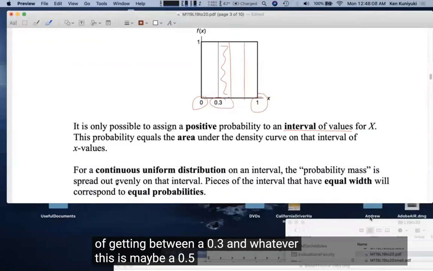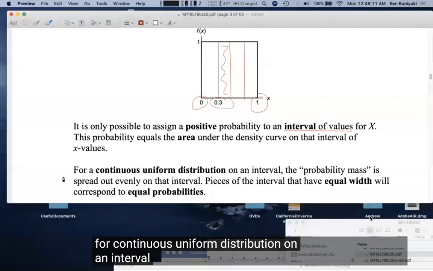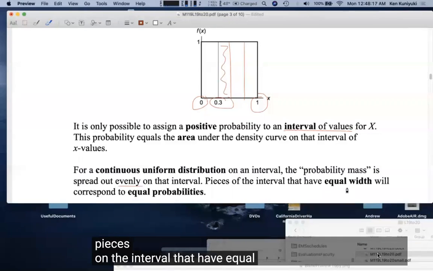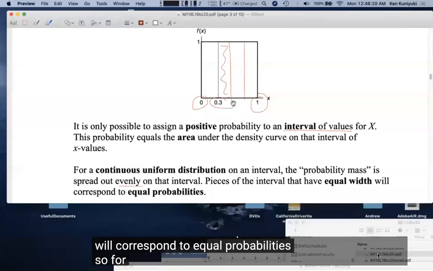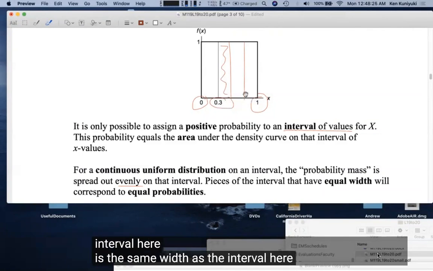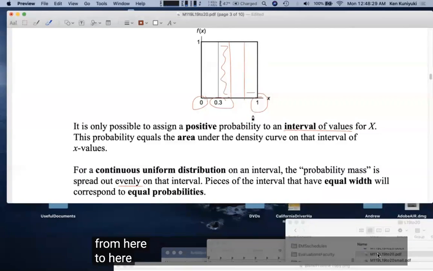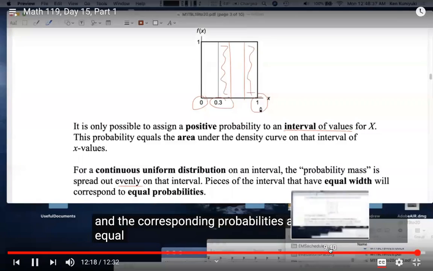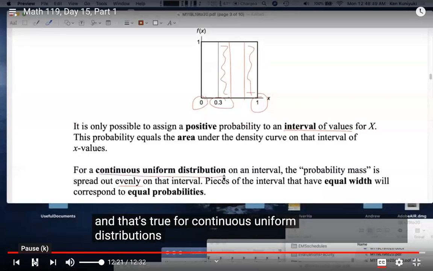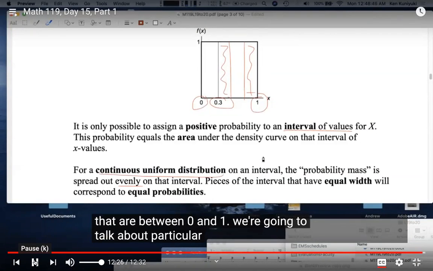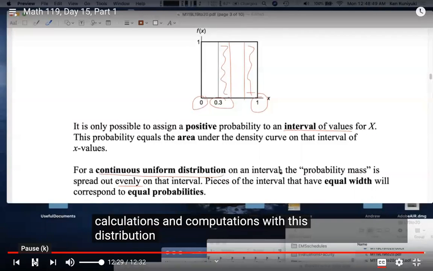0.5. For a continuous uniform distribution on an interval, the probability mass is spread out evenly on that interval. So pieces on the interval that have equal width will correspond to equal probabilities. So for example, let's say that the interval here is the same width as the interval here, from here to here. Then for a continuous uniform distribution, the area of this bar here will equal the area of this bar here, and the corresponding probabilities are equal. And that's true for continuous uniform distributions if you're talking about intervals that are between 0 and 1. We're going to talk about particular calculations and computations with this distribution in the next lesson.